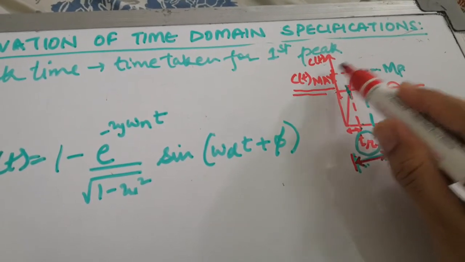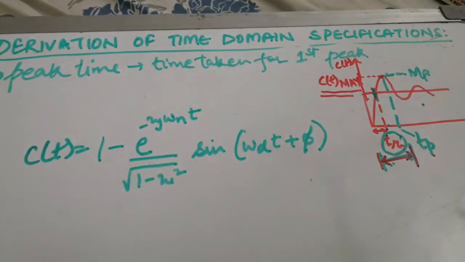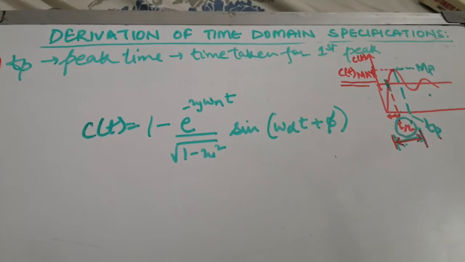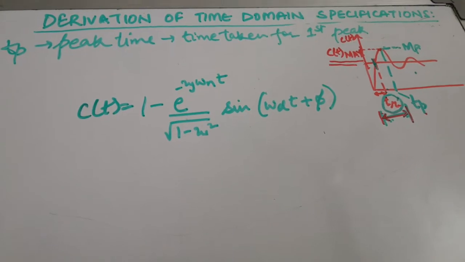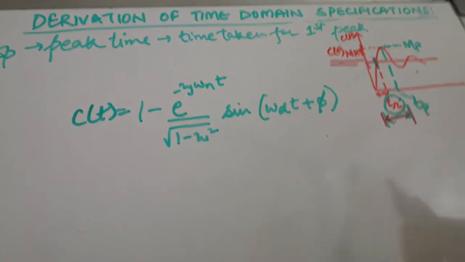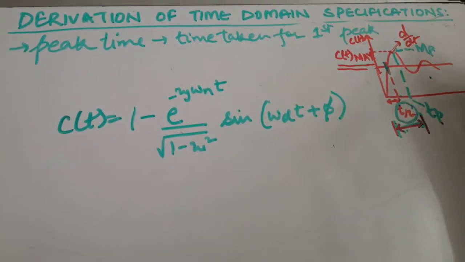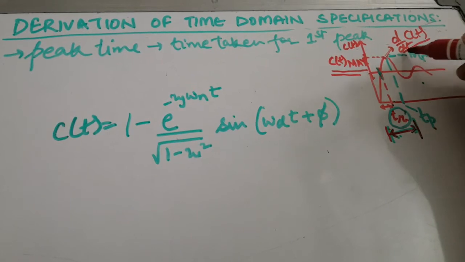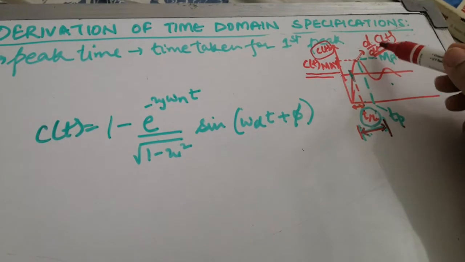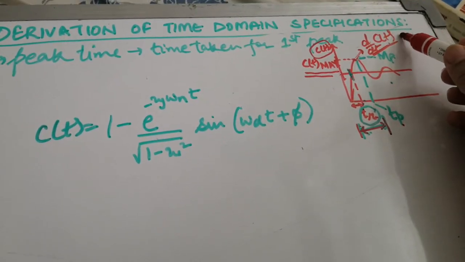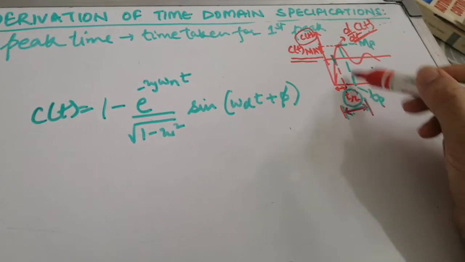So what should we do? Does anyone remember any criteria to find the maximum value? Anyone? We have all discussed in plus 1 and plus 2 how to find maxima and minima. Exactly. What we should do is take the derivative of what? Our C(t), because this is the graph of C(t). When we take the derivative of C(t) and equate it to 0, that is going to give us the maximum value of C(t) corresponding to this TP.